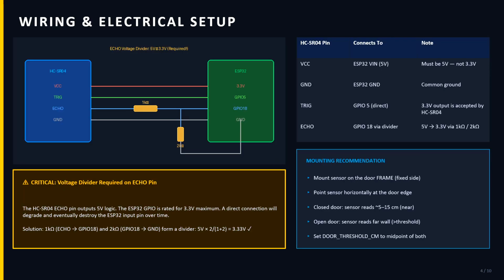Here you see our wiring and electrical setup. The only topic to talk about here is the use of a voltage divider, because the ESP32 is working at a logic level of 3.3 volts, but our sensor is working at 5 volts. So basically we needed a voltage divider to connect these two hardware components at the logic level. That's why we use a voltage divider.